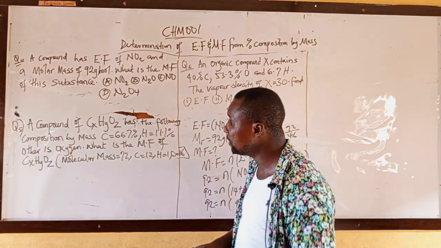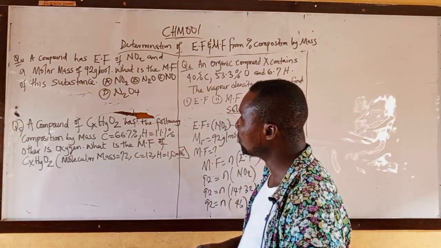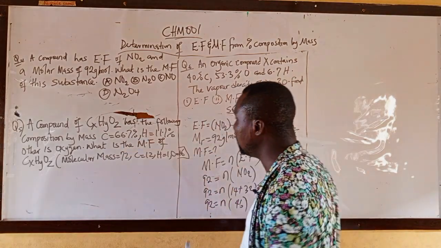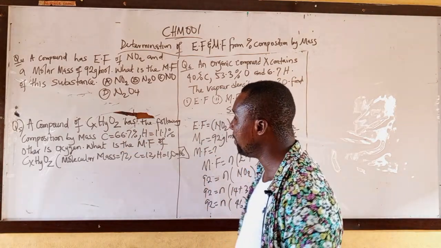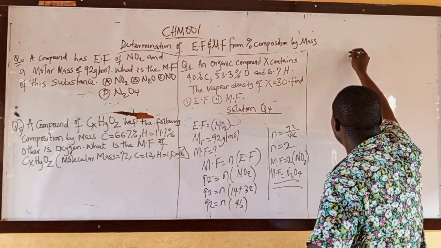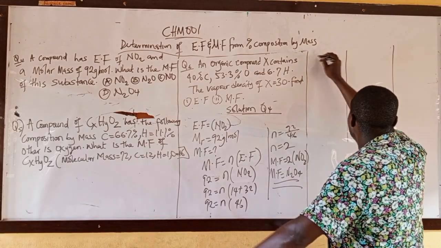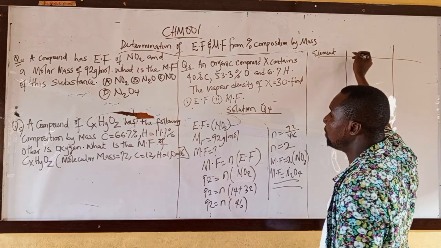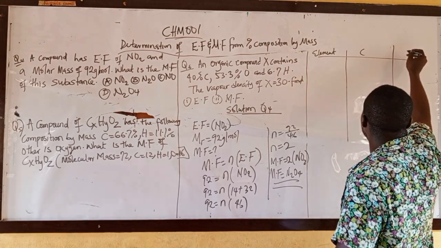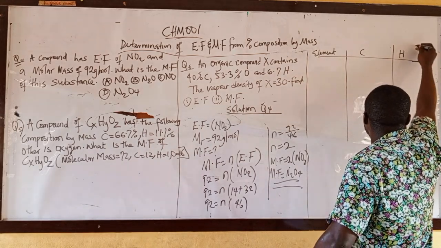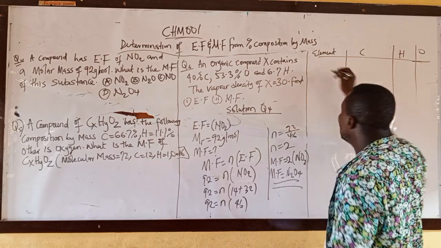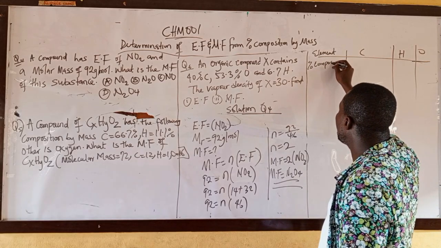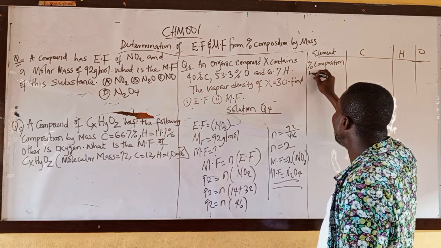The next question says, a compound of carbon, hydrogen, and oxygen has the following composition by mass. Let's quickly go. We have the elements: C, H, and O. Then percentage composition by mass.